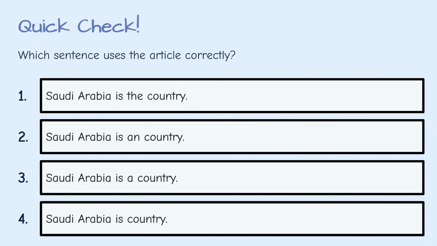Next is a quick question to check your understanding. Which sentence uses the article correctly? The correct option is sentence 3. Saudi Arabia is a country.